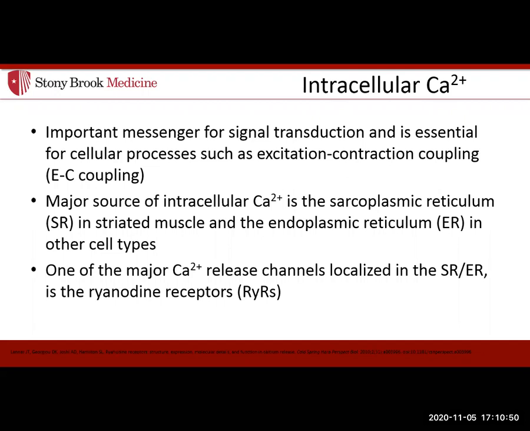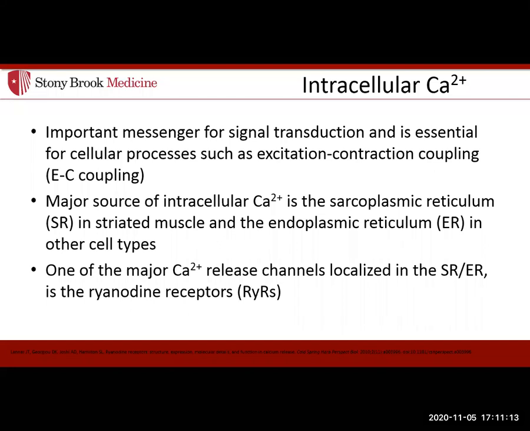So to understand what is happening in malignant hyperthermia, we have to understand what will normally happen in our bodies. This is where we're going to really focus on our intracellular calcium and its role in muscle contraction. Calcium is a very important messenger for signal transduction and is essential for the cellular process that's known as excitation contraction coupling, or EC coupling.